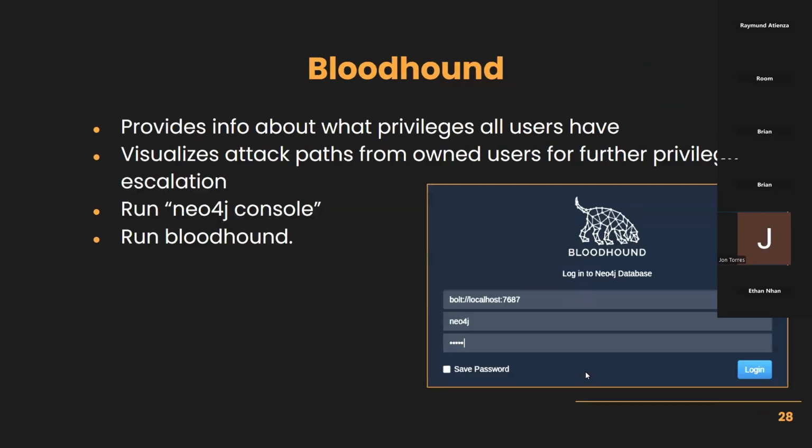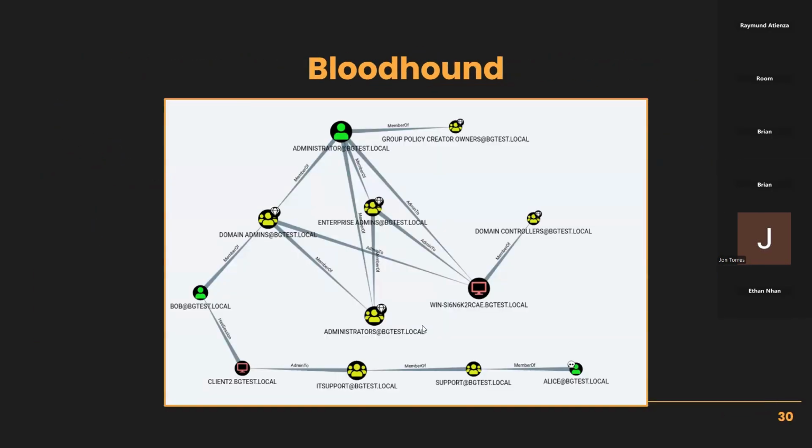Yeah, so it basically laid out every user and group and device in the domain, and it mapped out a potential privilege escalation path.